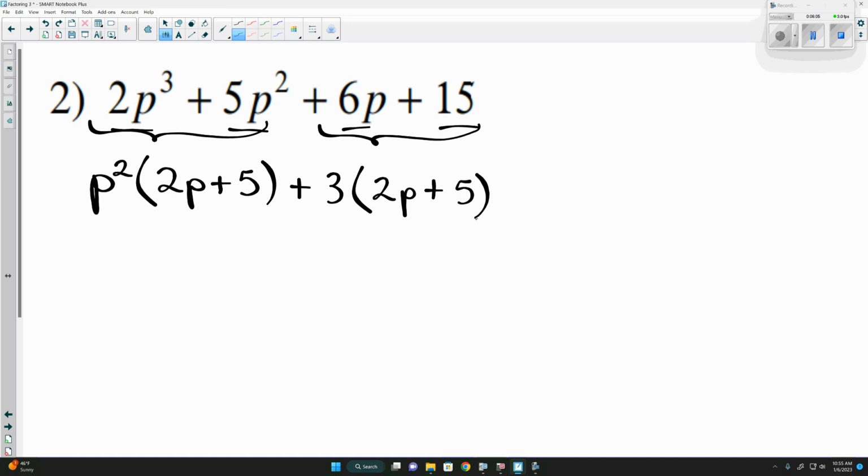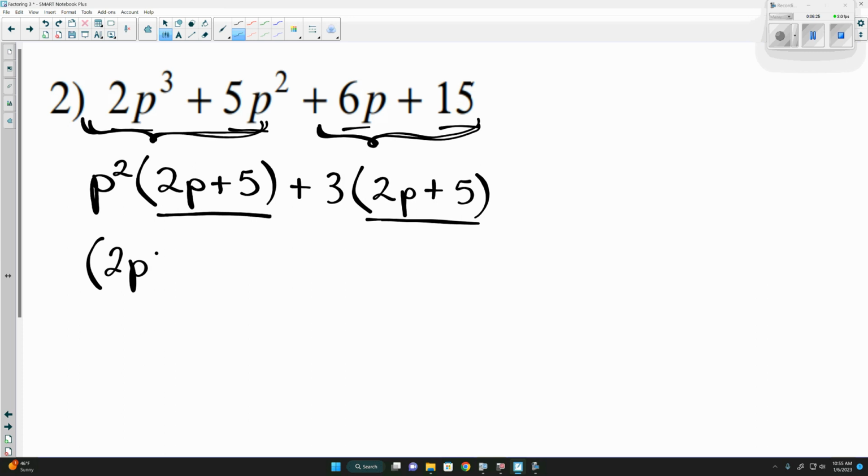Now what's interesting with this one, being able to factor by grouping, is that when we factor the greatest common factor out of the first two, and out of the second two, we get a set of parentheses for both that is the exact same. And we can factor it out.